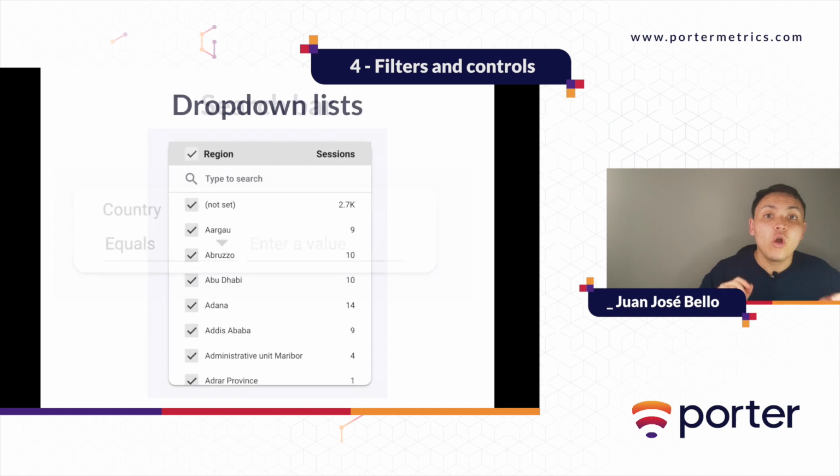Another good example will be dropdowns. Let's say, okay, I want to visualize my traffic data, but only from these specific locations and from these specific devices. We can do it with a dropdown list with Data Studio.